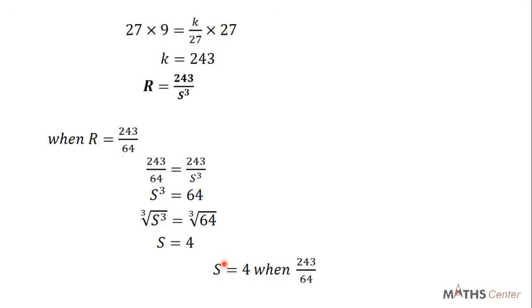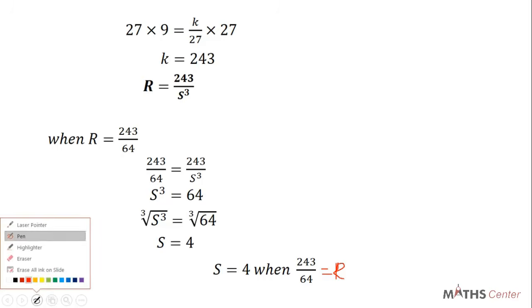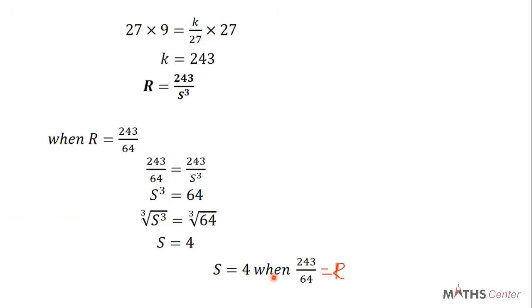So we can say that x is equal to 4 when r is equal to 243 divided by 64.